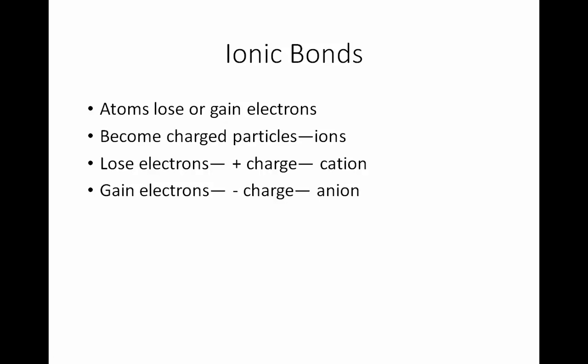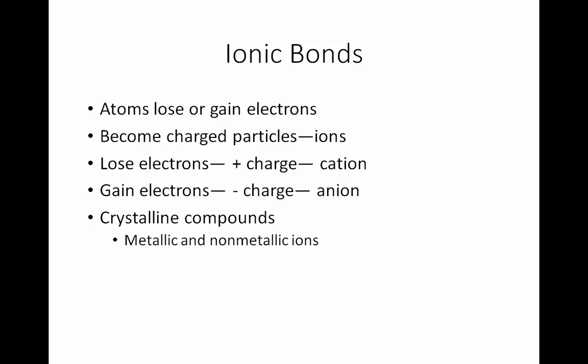If an atom gains electrons, it's going to have more electrons than protons. It's going to be negatively charged, and we're going to call that an anion, and that stands for a negative ion, anion. When ions tend to get together, they tend to form crystals, and they are usually made of a metallic ion and a non-metallic ion, and we refer to these things chemically as salts.